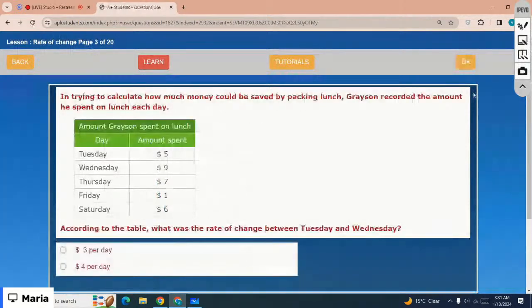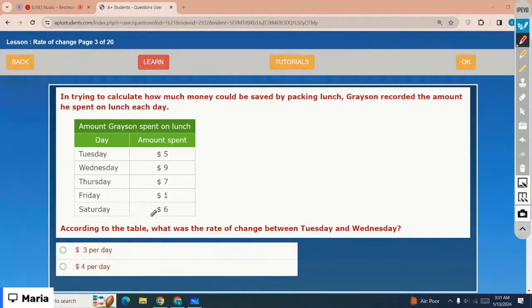Okay, in trying to calculate how much money could be saved by packing lunch, Grayson recorded the amount he spent on lunch each day, right? According to the table, what was the rate of change between Tuesday and Wednesday? Okay, Tuesday it is 5 and Wednesday it is 9, right? So you have to do 9 minus 5 and the change in time is just 1 day, right?